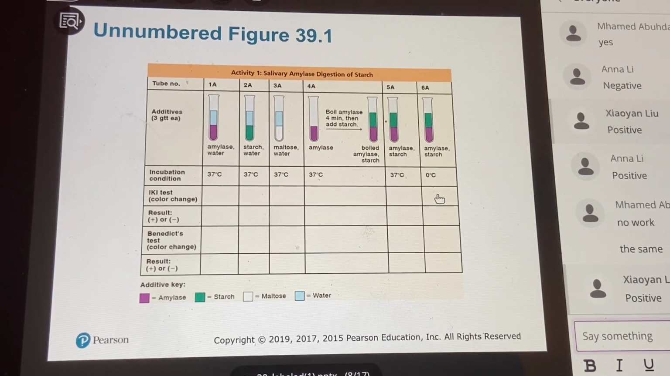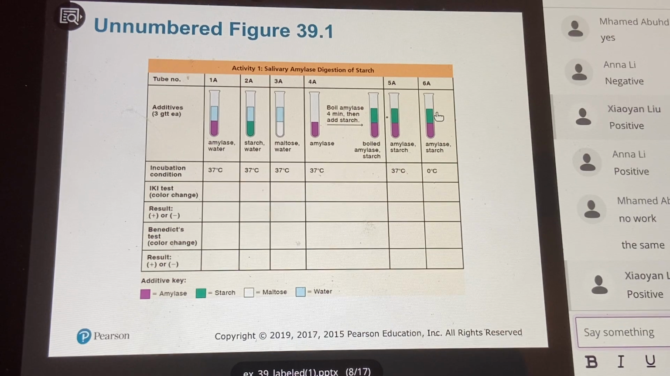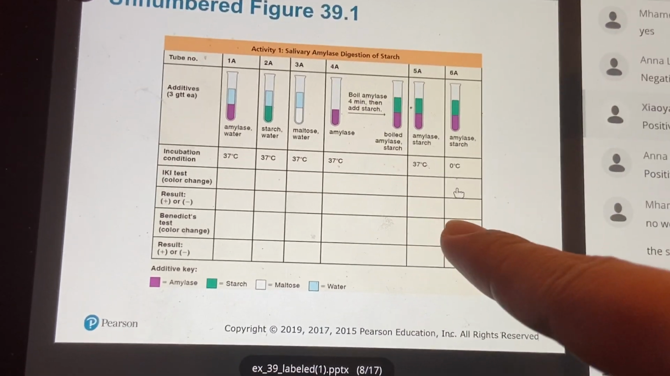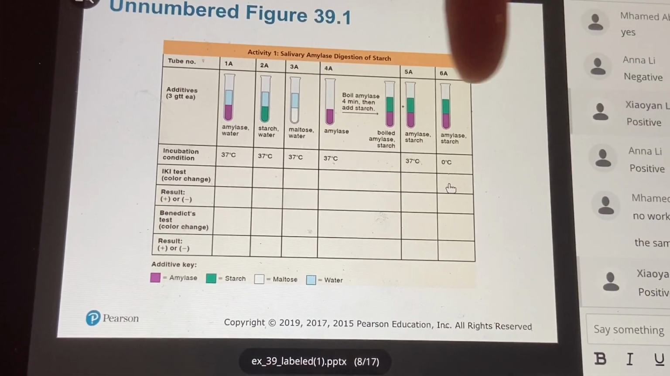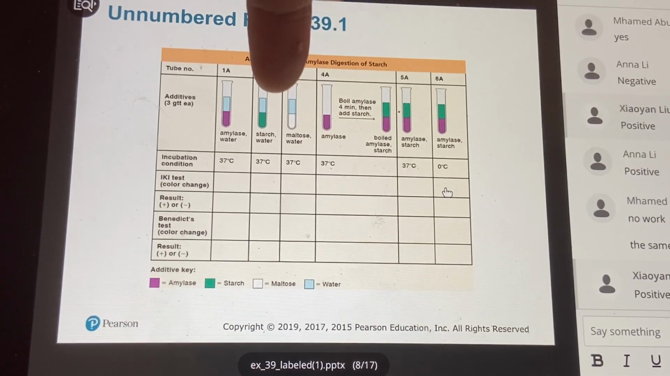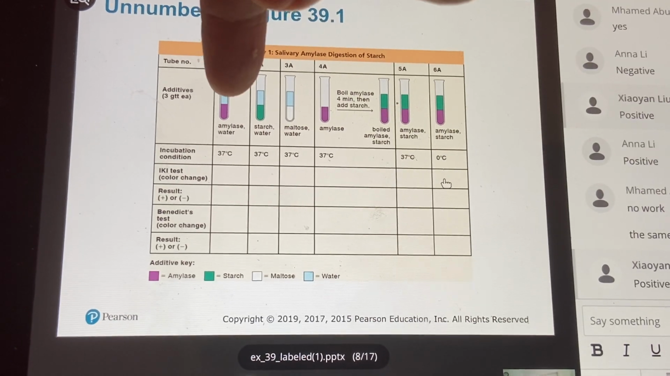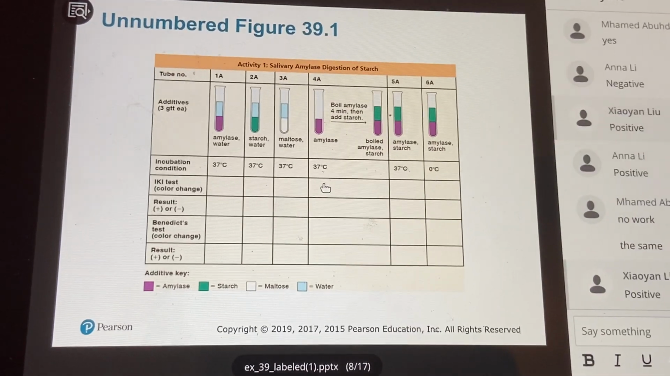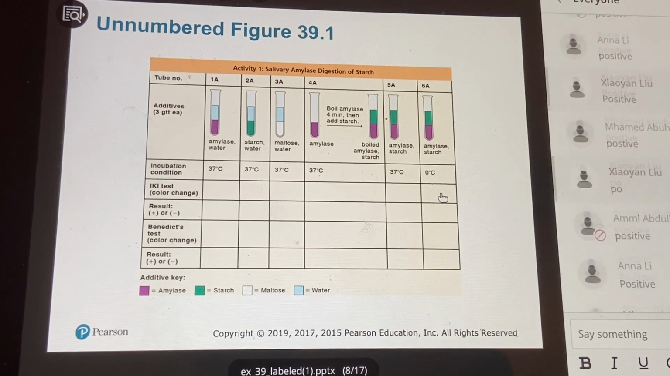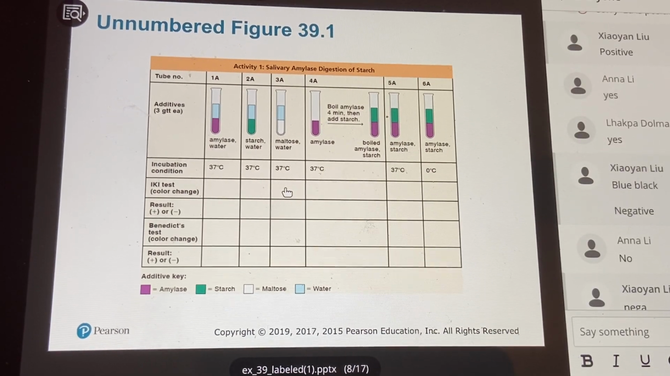You get it? A little confusing, I know. But if the amylase didn't work, the starch will stay. So when you test it, it will be positive for starch. Negative means no color change; positive is blue-black. It's better for you to put the color here. If it's blue-black, it's positive for IKI.